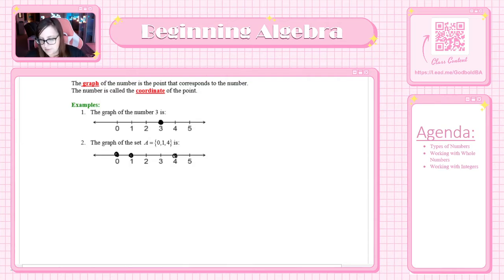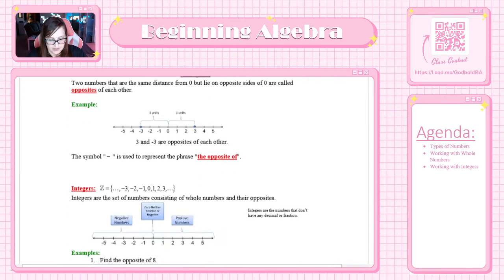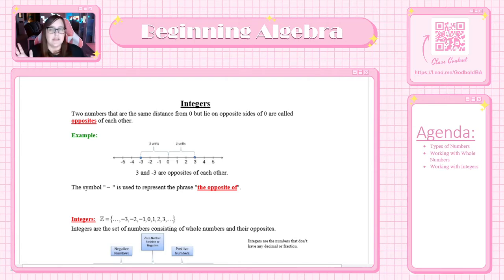Let me try doing it with my mouse. There we go. So why are we talking about graphs? It feels kind of weird. The reason I'm talking about graphs is the easiest way to describe the next set is through the use of a graph.